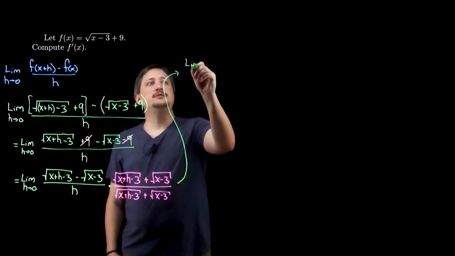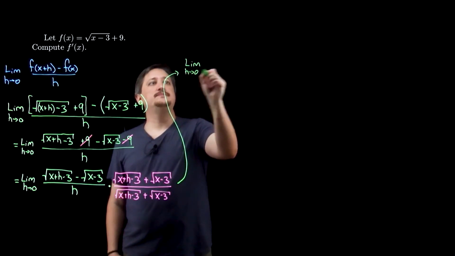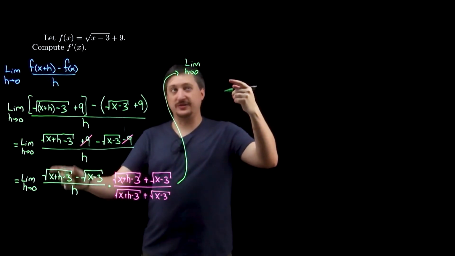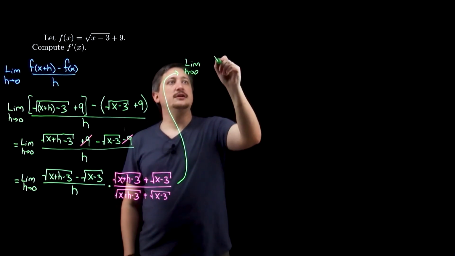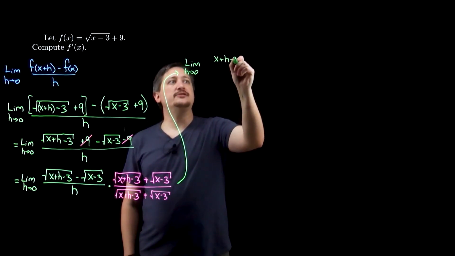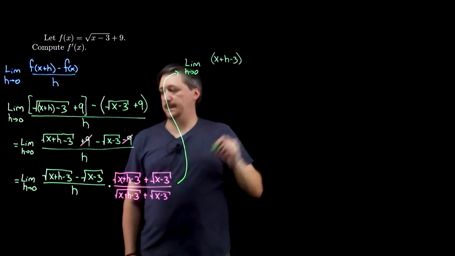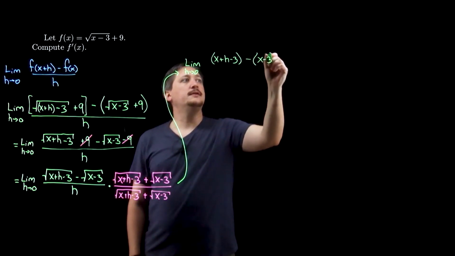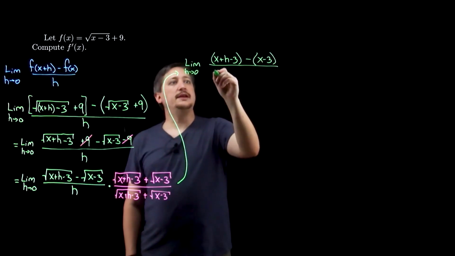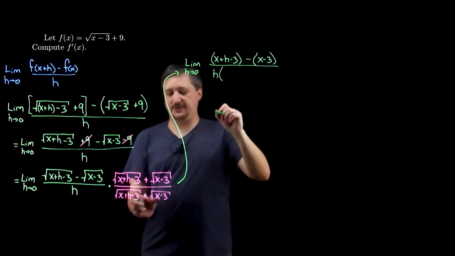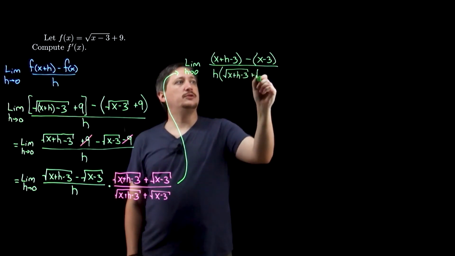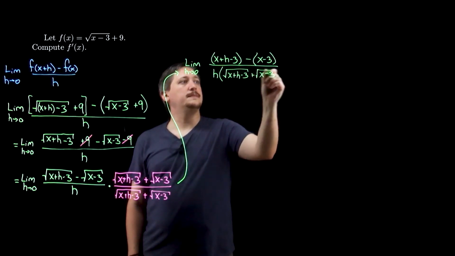I'm going to have the limit as h goes to 0 still of, so I'm going to have the first thing squared, which basically lifts the parentheses here. So I'm going to have x plus h minus 3 minus, same deal with the second one, x minus 3 all over, and now I'm going to have h times this whole mess, square root of x plus h minus 3 plus square root of x minus 3.